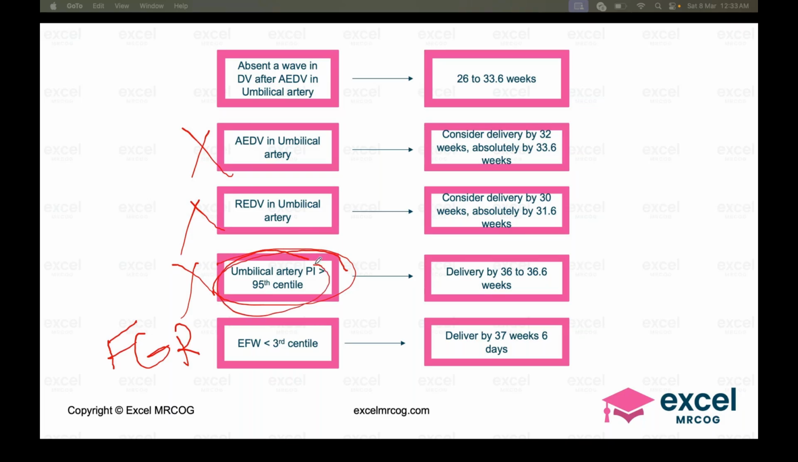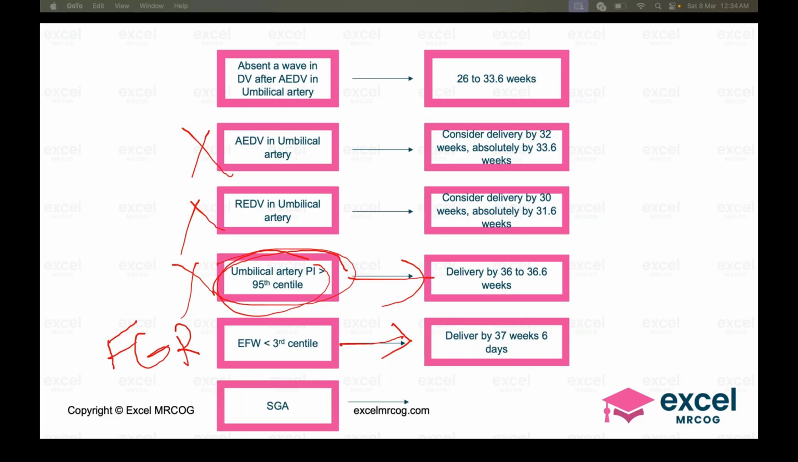If there is this, deliver at 36 weeks, 6 days. FGR baby may just have less than 3rd centile, and umbilical artery Doppler may not be more than 95th centile. Those babies, deliver by 37.6 weeks.